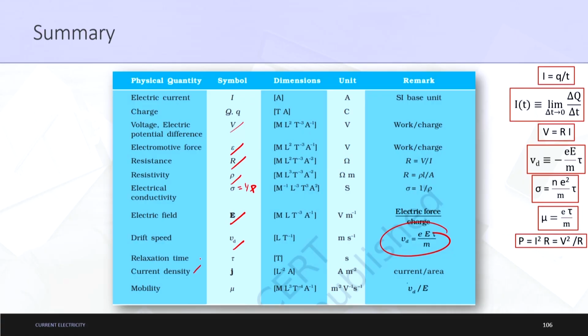Next is current density, measured in ampere per meter square, that is J is equal to current upon area. And next is mobility. What is mobility? Mobility is nothing but mod of vd upon capital E. So, that is the end of your complete summary of current electricity also.